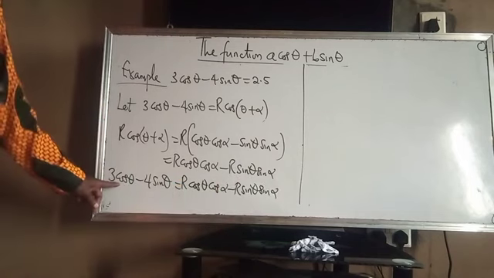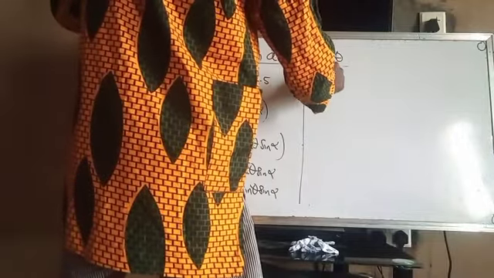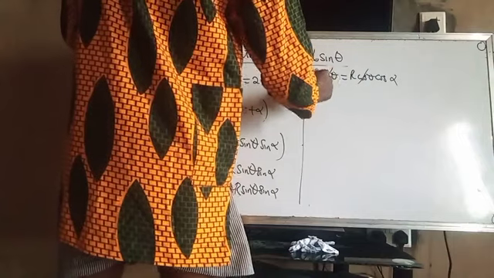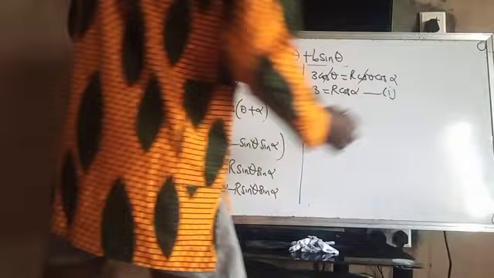So looking for cos theta here, we have 3 cos theta equals R cos theta cos alpha. Now, cos theta cancelling cos theta, you have 3 equals R cos alpha. So let me call that one equation 1.